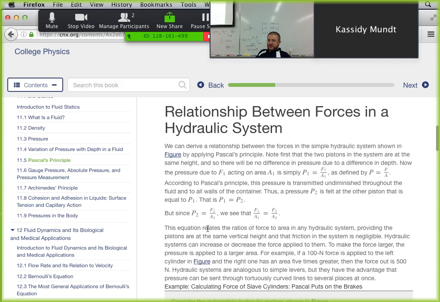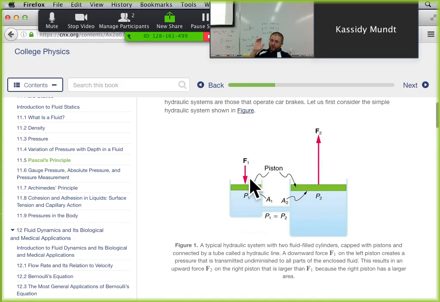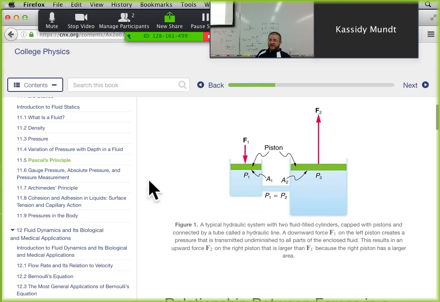One of the results of that is the beautiful relationship that we use in hydraulics, right? We get this equation where the force on one piston divided by the area of that piston equals the force on the second piston divided by the area of the second piston, which means you can put a very small force on a small piston and apply a very big force on a bigger piston because the pressure is the same, but the areas are different. So that's a nice, very practical application.